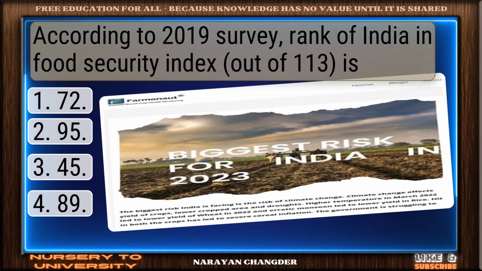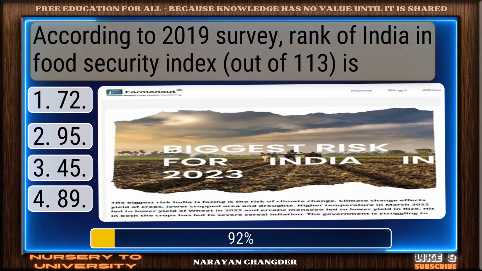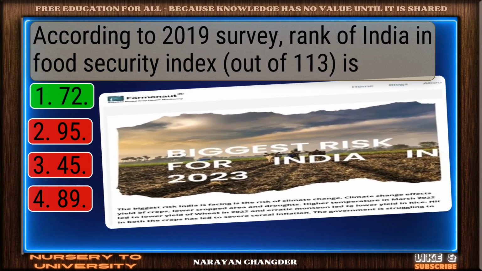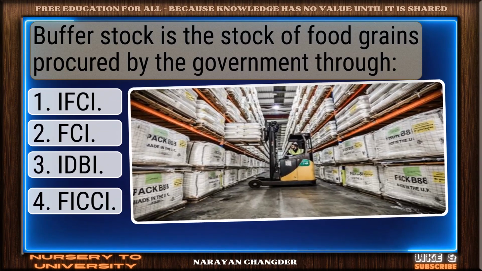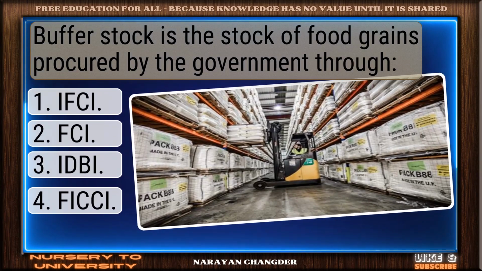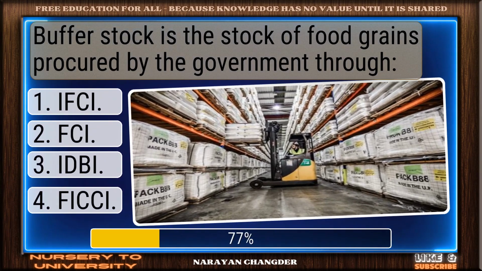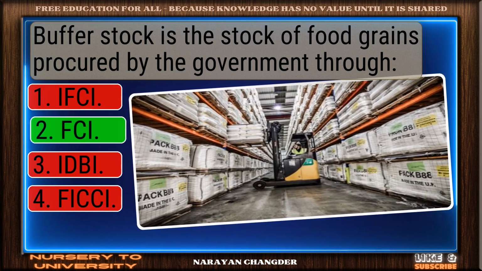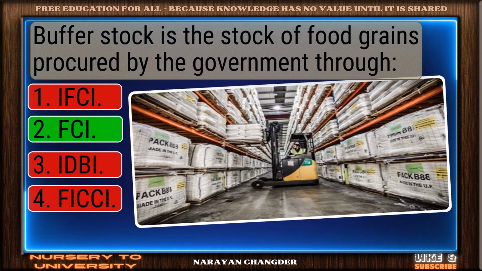According to 2019 survey, rank of India in food security index is... Correct. 72 is the right answer. Buffer stock is the stock of food grains procured by the government through... Exactly. FCI makes sense and it is right choice.